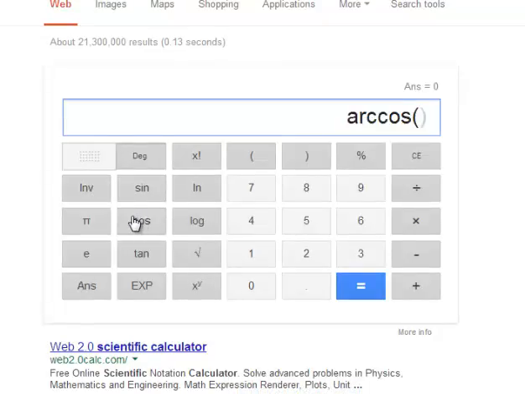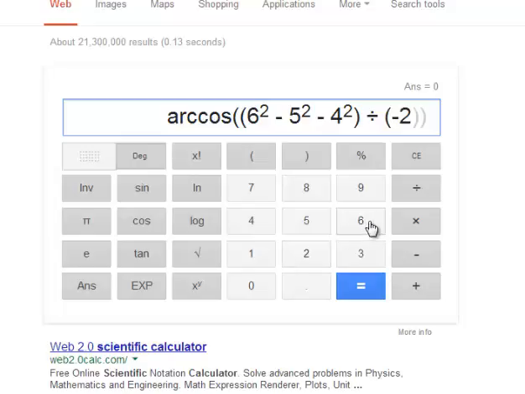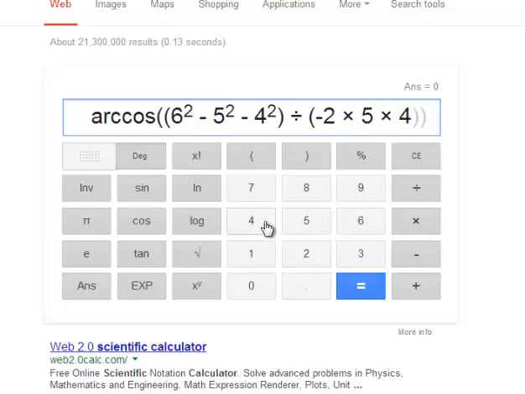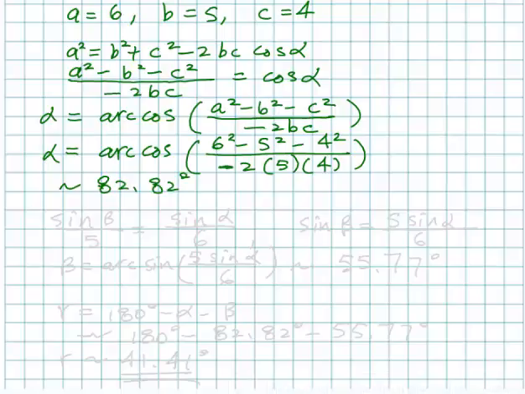Arc cosine, open parentheses for the numerator, 6 squared minus 5 squared minus 4 squared, close the parentheses, divided by, open parentheses for the denominator, negative 2 times 5 times 4, close the parentheses for the denominator, close the parentheses for arc cosine, equals. Alpha is approximately 82.82 degrees.